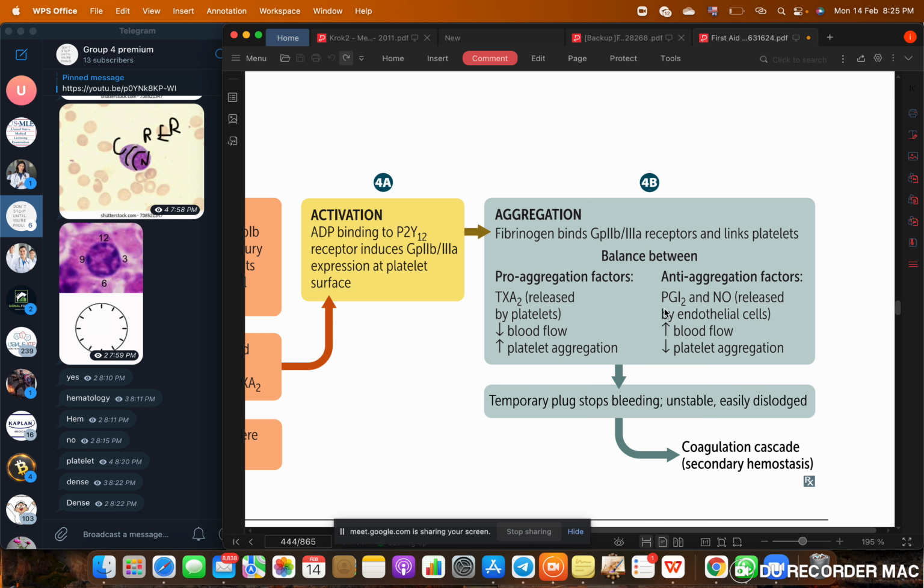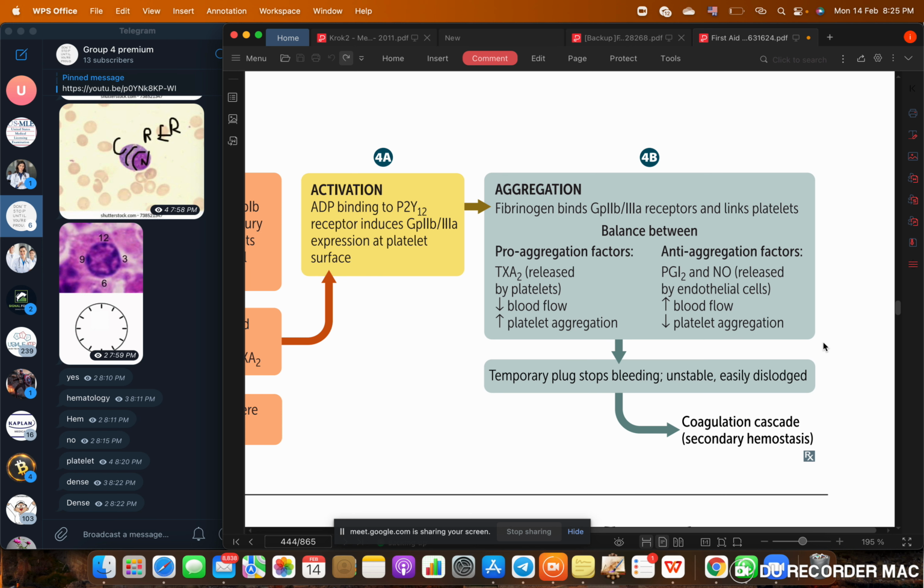Anti-aggregation factors include prostaglandin I2 and nitric oxide released by the endothelial cells. It leads to vasodilatation. Faster blood flow, all of these will decrease the aggregation. So there will be a temporary block which will stop the bleeding, but it can easily dislodge.